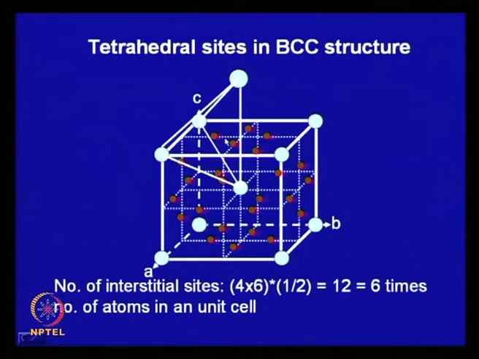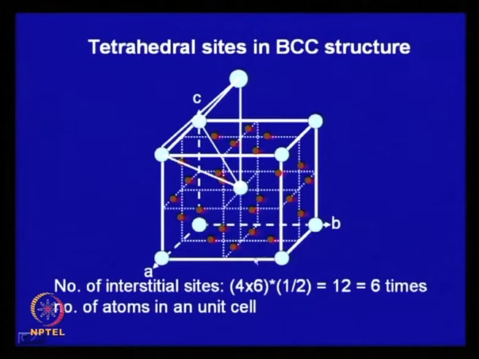Here all the 4 sites in a face will belong to 2 unit cells, one this, one on top of this. And there are 6 faces. So the total number of sites is 4 times 6, that is 24, and each face being shared by 2 unit cells, the net contribution comes out to be 4 into 6 times half. So this comes out to be 12. Therefore, it is 6 times the number of atoms in a unit cell. And last time we also calculated the packing density.